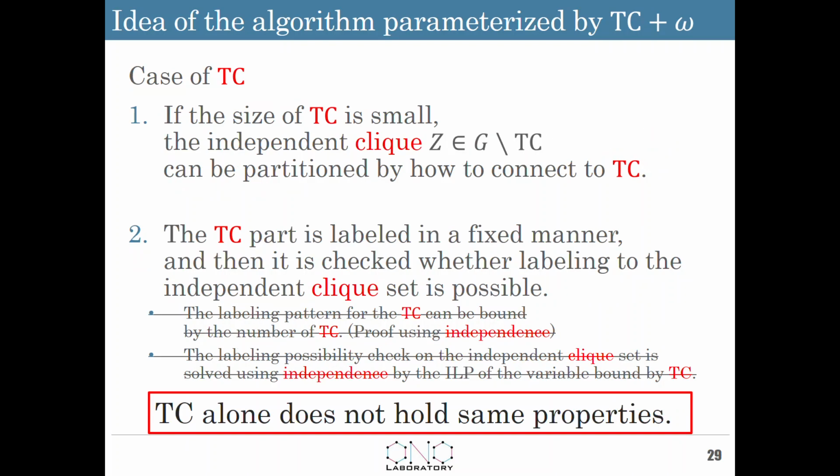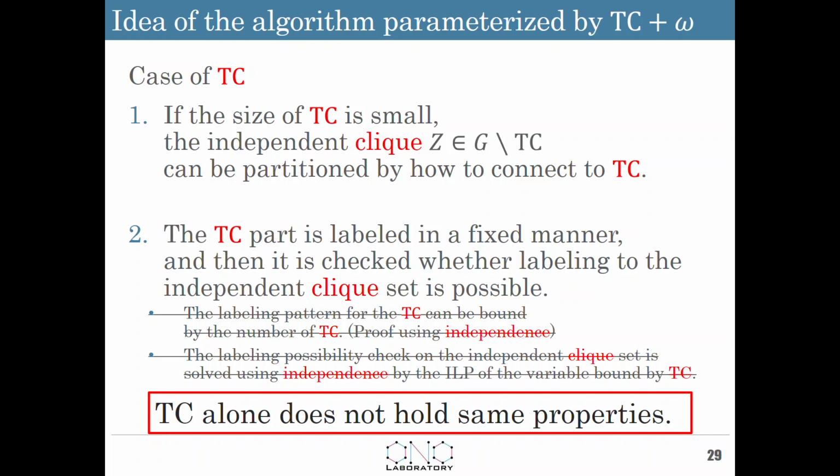In the case of twin cover, independent cliques Z in V minus X can be categorized with respect to the neighbors in the twin cover like vertex cover, and the vertices in the twin cover side are labeled in a fixed manner as well as the vertex cover algorithm. In the vertex cover case, we can concentrate on the distance 2 condition, because these are not adjacent.